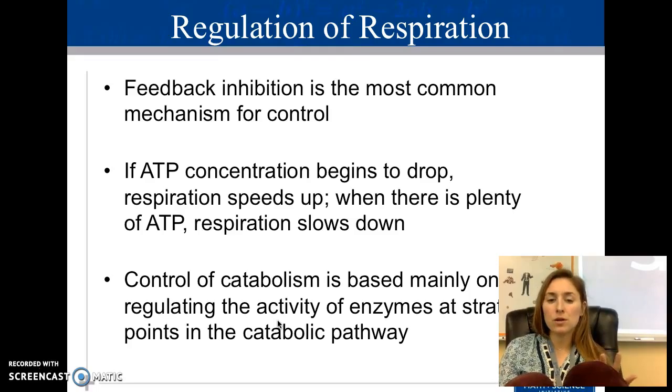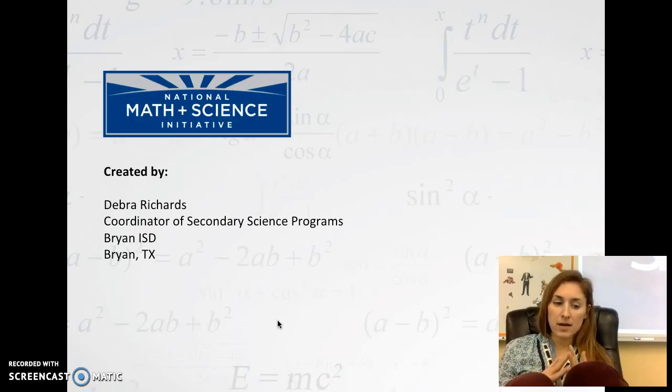The control of this is based mainly on regulating enzymes at strategic points. So I don't actually look at the level of ATP specifically. I probably look at how quickly ATP synthase is working. So that is it for cellular respiration.